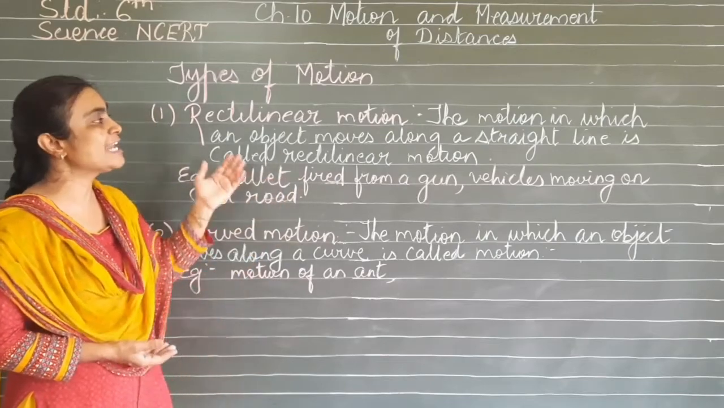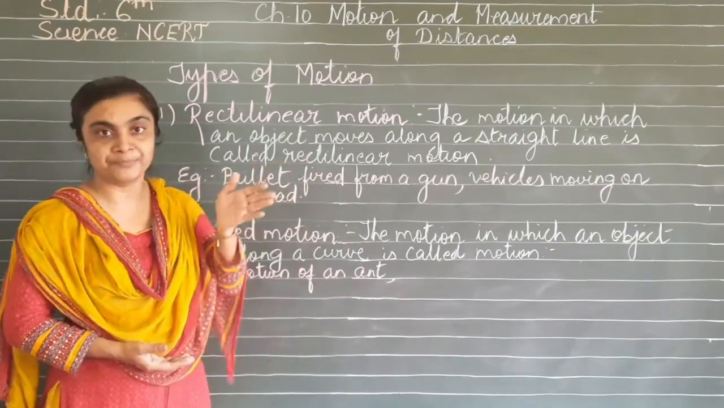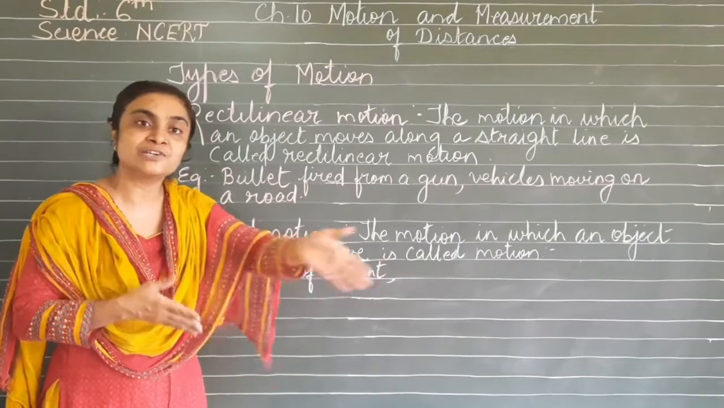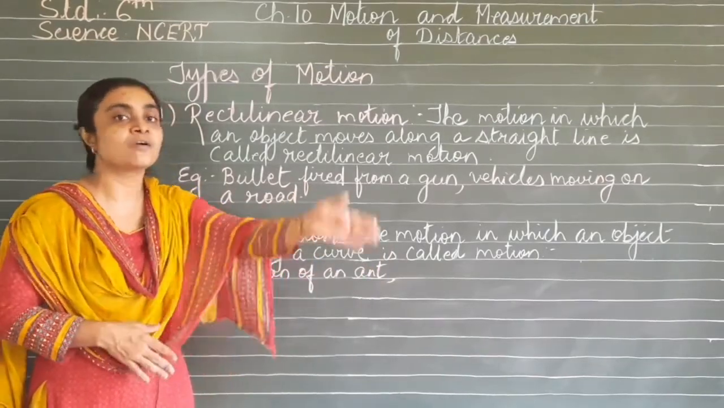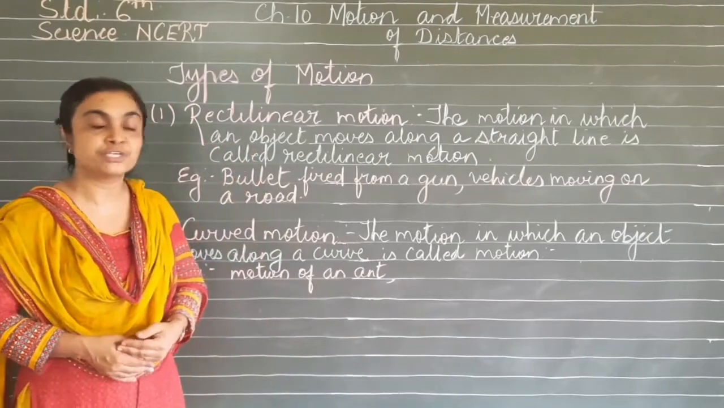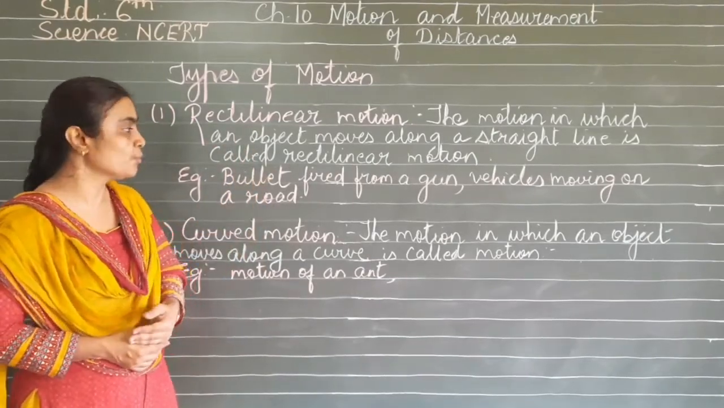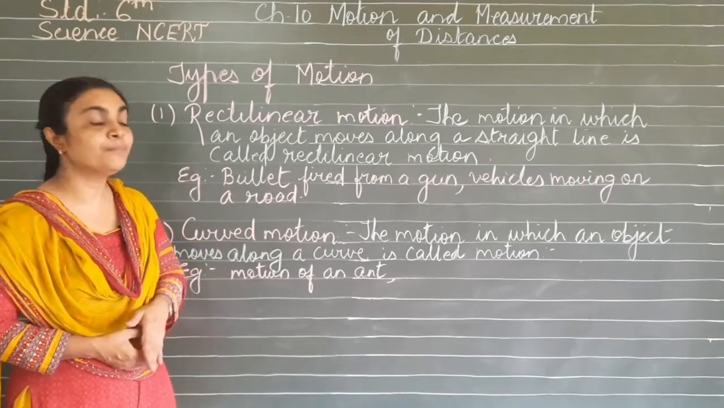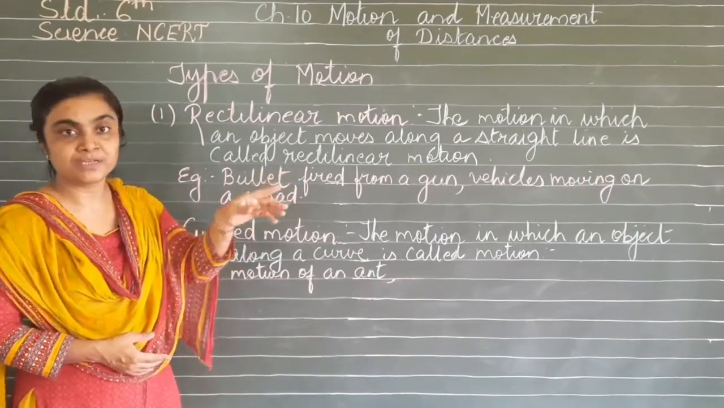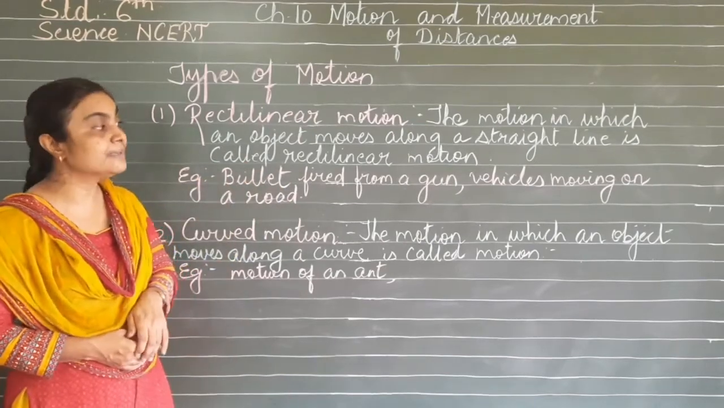The motion in which an object moves along a straight line. If an object moves along a straight line, that means it does not turn anywhere. Along with its body, it moves along the straight line, and that type of motion is called rectilinear motion. For example, bullet fired from a gun. If you fire a bullet from a gun, it will go straight. So its motion will be a rectilinear motion.